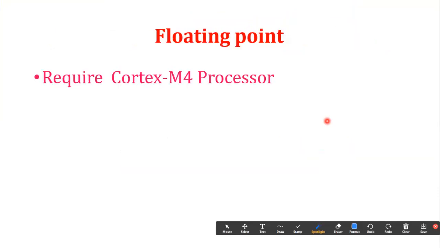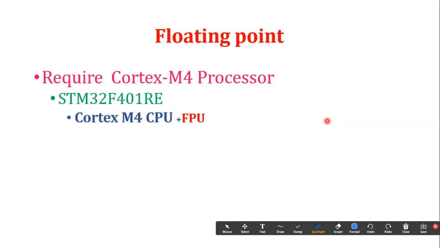So last class, what we took on definitely requires a Cortex M4 processor. The Cortex M4 processor supports floating point; our M3 processor will not support it. That's why we're going to choose a Cortex M4 processor, that is STM32F401RE. It is a Cortex M4 CPU with floating point unit. It should be helpful to perform floating point operations.